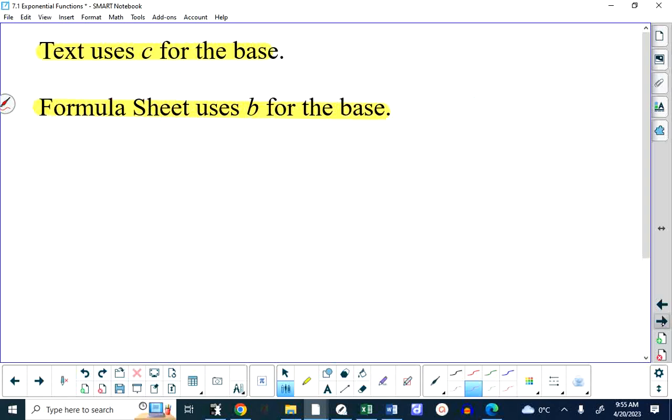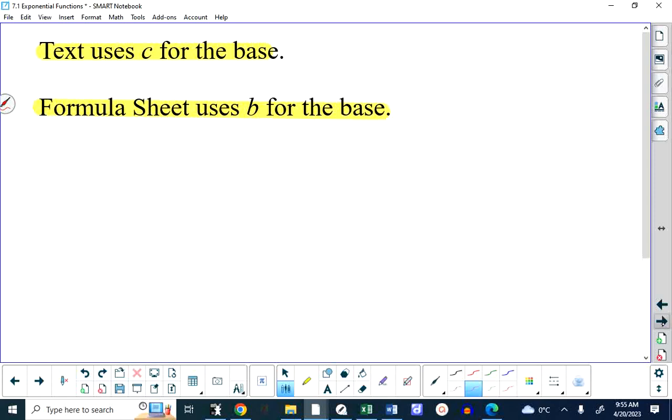So please make a note. We're not too worried about your formula sheet just yet. We'll talk a little bit about it today in detail and a lot more tomorrow, but just make a note that your textbook uses a different letter for the parameter for a base of an exponential function. Formula sheet uses B. Which can be problematic because your formula sheet also uses B for a horizontal parameter in terms of stretches and reflections.